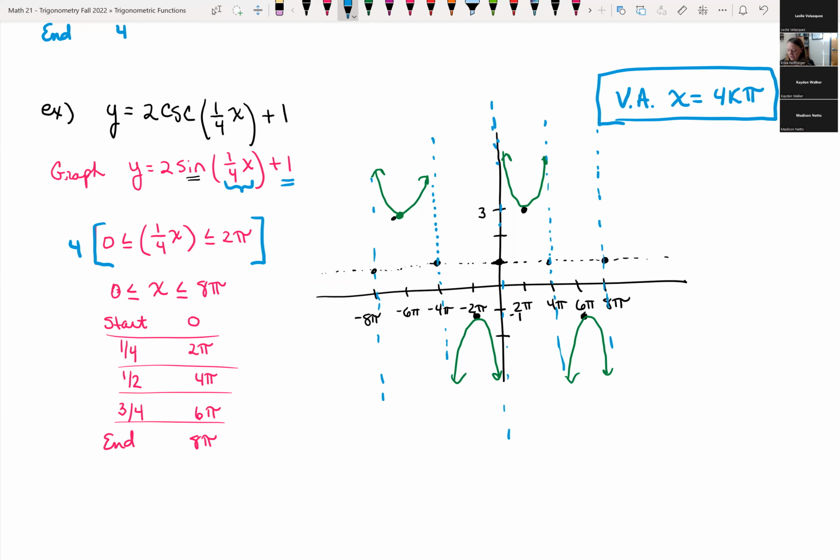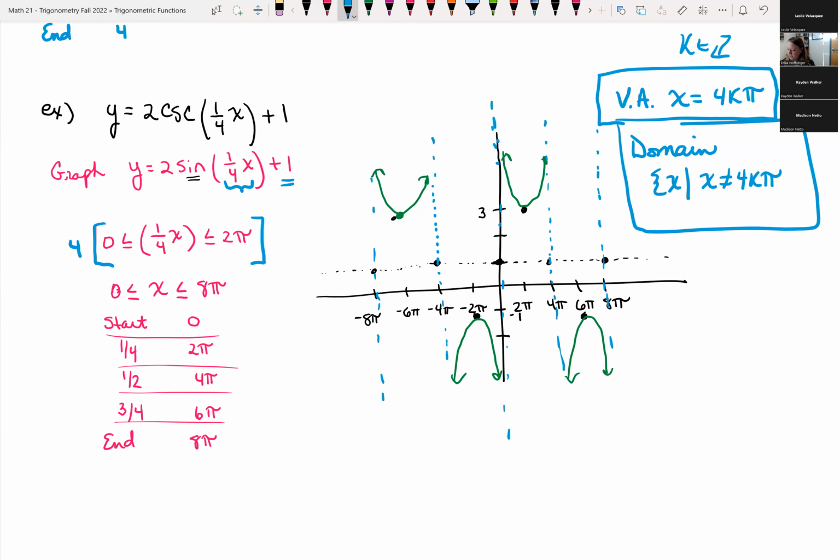And our domain, those are the values we have to exclude. Those are the values which set our denominator equal to 0. So the domain is all real numbers x such that x does not equal 4k pi. And our range, the y values that we're hitting, are all the y values that are less than or equal to -1. So negative infinity to -1, bracket, union 3 to infinity.